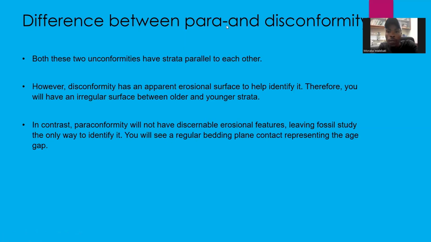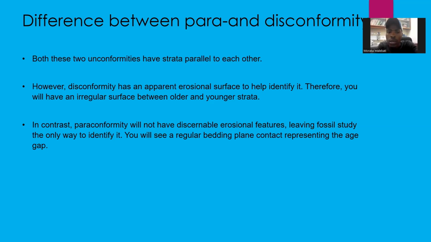Okay, so the difference between paraconformity and disconformity. Both these unconformities have strata parallel to each other. It means the layers are parallel to each other. But with disconformity, we've got an apparent erosional surface to help identify it. That is to say, it's easy for you to see because it's just an irregular erosional surface.